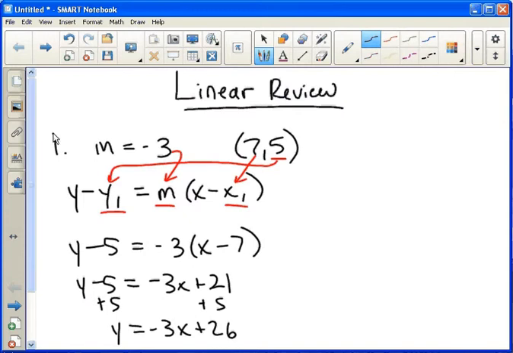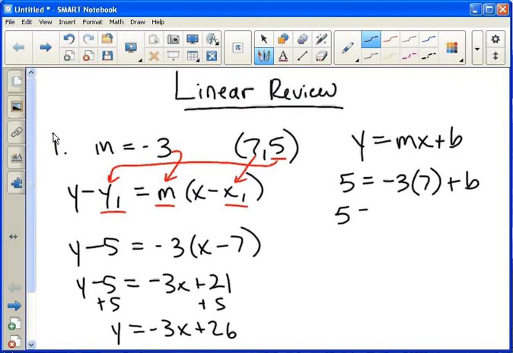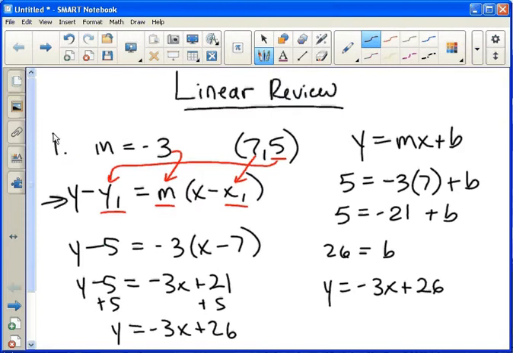Now if you don't like the point slope form, you can also use y equals mx plus b. So I'll write that over here. You plug in 5 for y, -3 for the slope, and 7 for x, and then solve for b. You get 5 equals -21 plus b. Add 21 to both sides, you get 26 equals b. So you write y equals -3x plus 26. So either way you get the same answer. It's up to you. I will be using this version right here, but you're welcome to use either one, whatever you prefer.